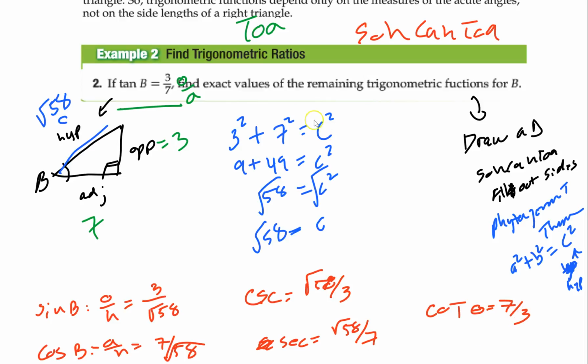And that's the idea. So it's just like before, but now you have to do a little more work to make the triangle yourself. Once you do that, label the sides. This is tan, so opposite over adjacent. So opposite put 3, adjacent put 7. And hypotenuse is radical 58. And that's the idea.